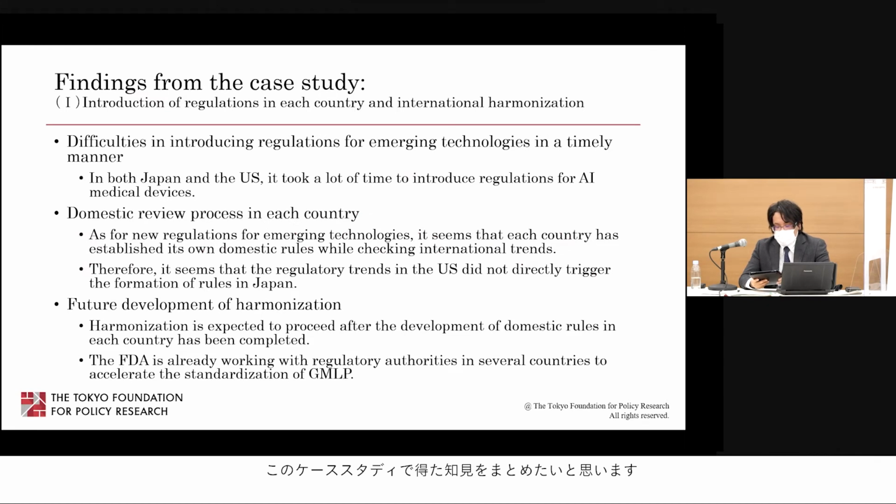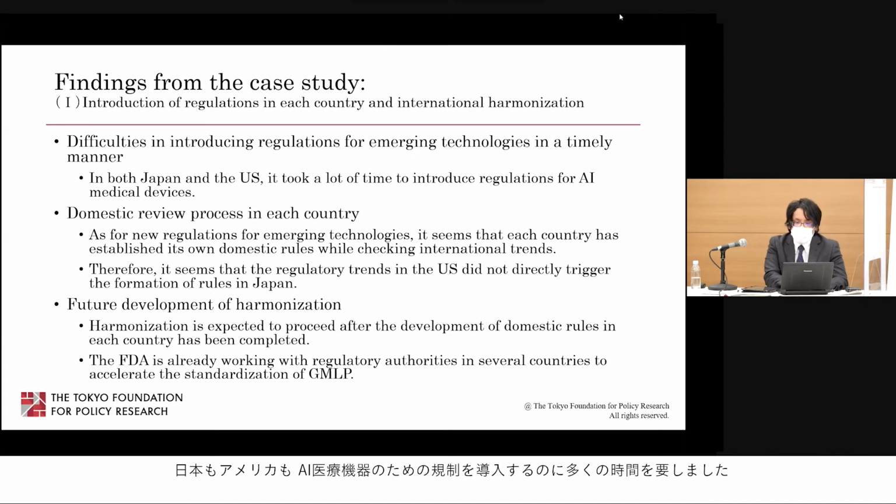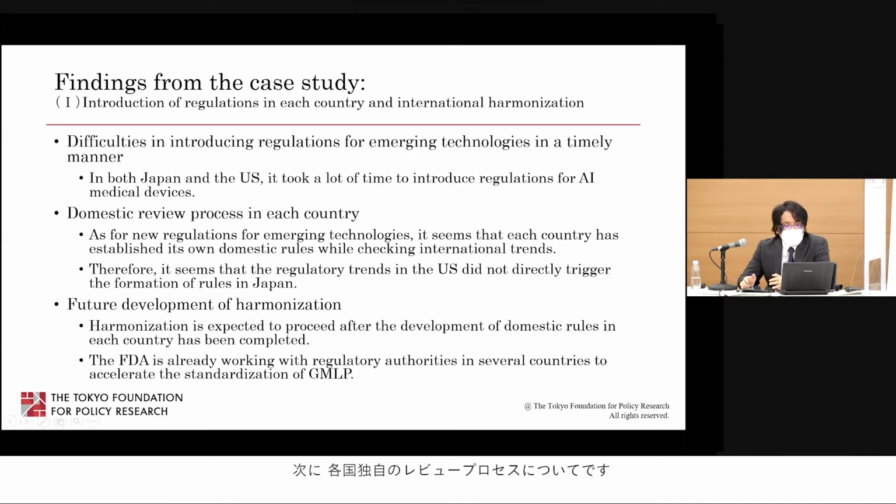Okay, so from here, I would like to summarize the insight we gained from this case study. First, I will talk about international relations regarding the introduction of regulations. First, difficulty in introducing regulation for emerging technology in a timely manner. In both Japan and the US, it took a lot of time to introduce regulation for AI medical device. Second, domestic review process in each country. As for new regulations for emerging technologies, it seems that each country has established its own domestic rules.